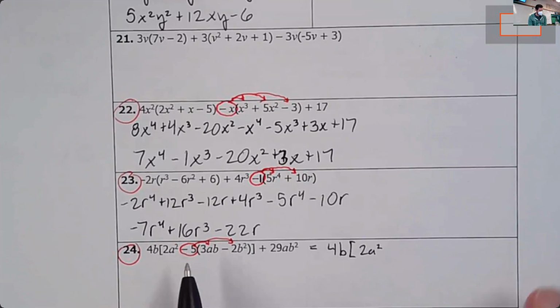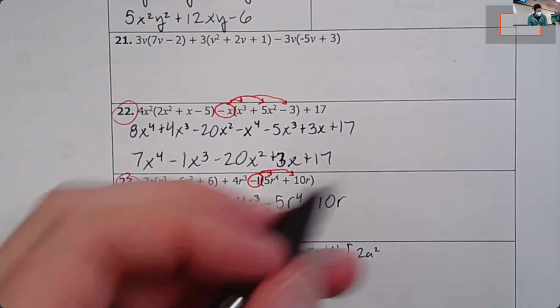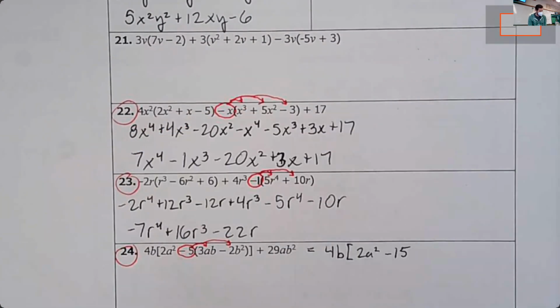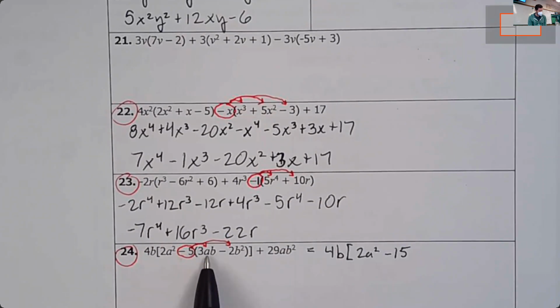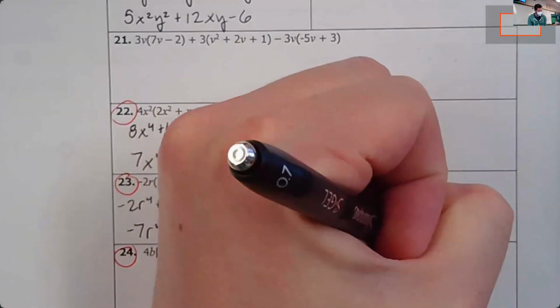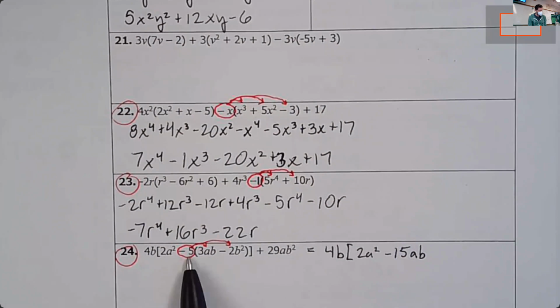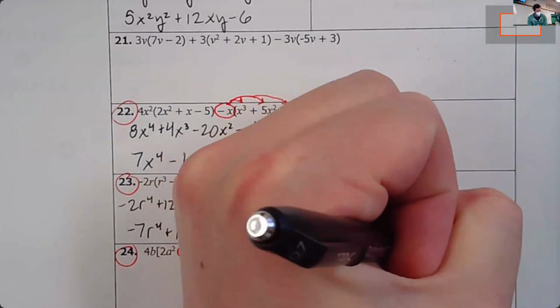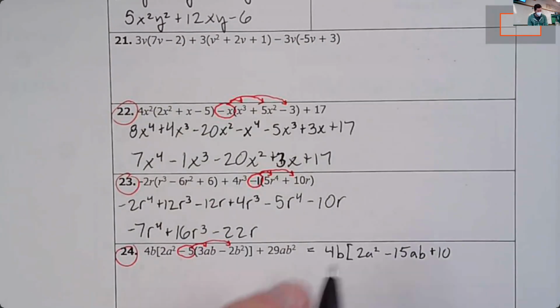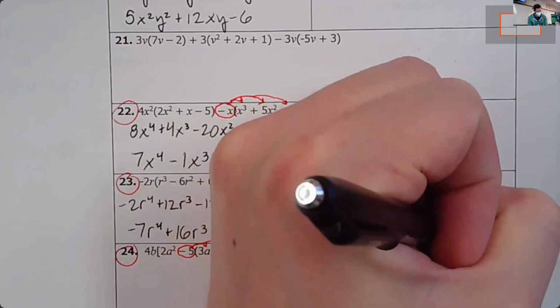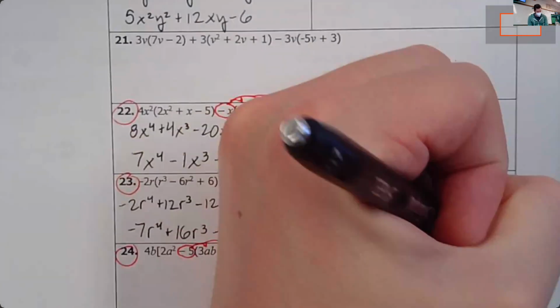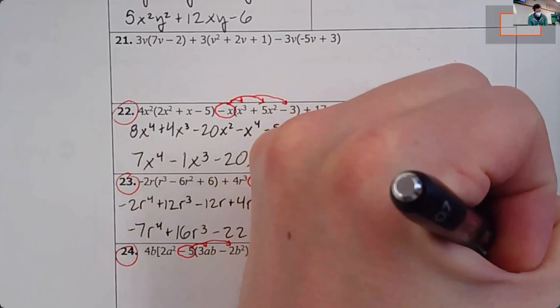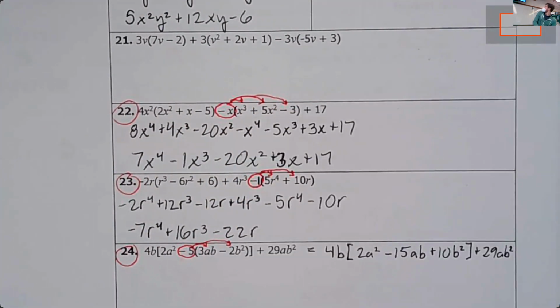And then we can do the multiplication. Negative 5 times 3 would be minus 15. And then it's just a regular number, so the variables stay the same, ab, minus 15ab. And then negative 5 times negative 2 is positive 10. And then b squared. And then plus 29ab squared on the end. So we've gotten rid of the parentheses in the middle.